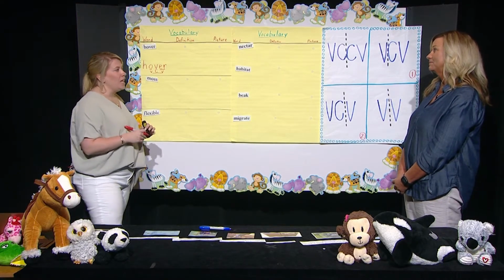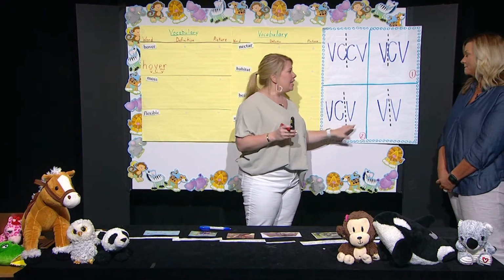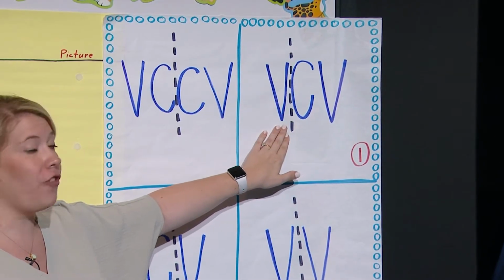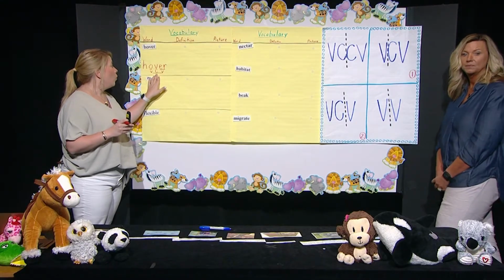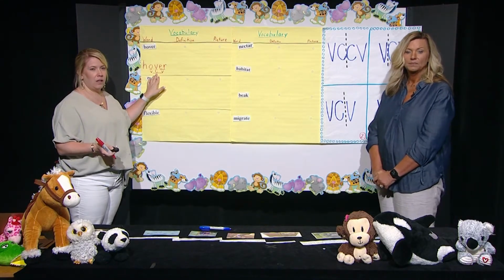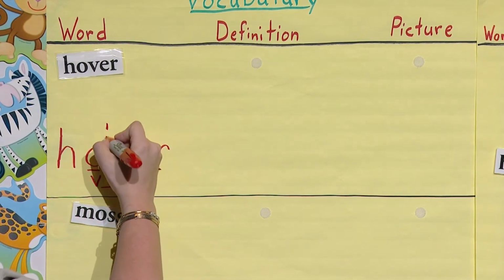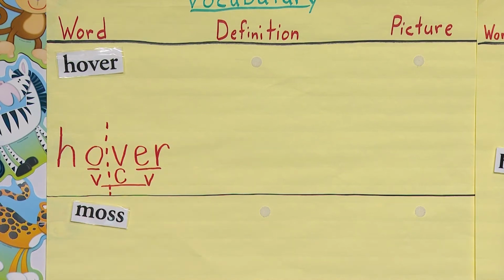That's right. If you look at our vowel, consonant, vowel patterns, there are two. And since this is labeled with a 1, we should always attempt this division first. So let's look at our word. We're going to divide between the O and V here. Can you draw that line for me?